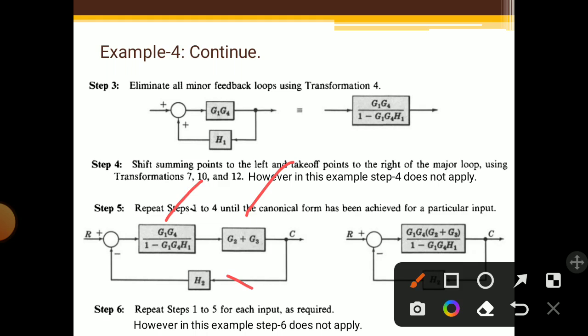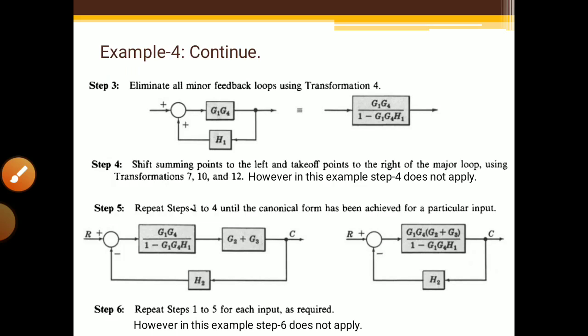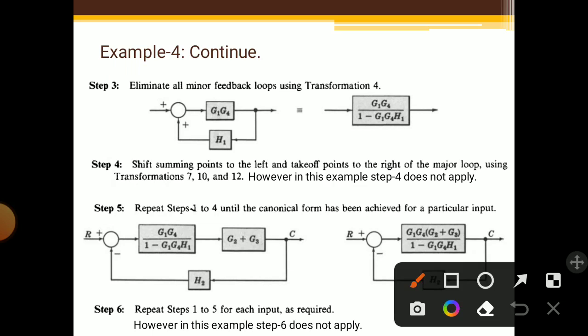Now again we can multiply these two blocks. These two blocks are in series, so we can multiply them and get one single block. When blocks are in series we have to multiply. So the denominator remains as it is and only the upper terms are multiplied. What is the answer? G1 into G4 times the bracket G2 plus G3, divided by 1 minus G1 G4 H1. And the feedback loop remains as it is.